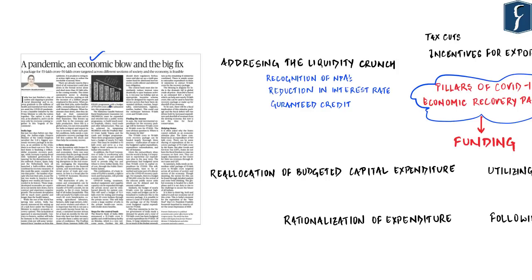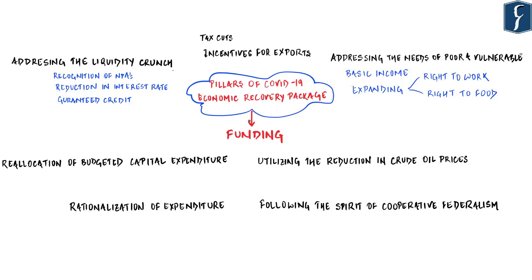Now, this article highlights that unlike other countries, the Indian government has so far not come up with any concrete measures to combat the economic impact of COVID-19. And hence, the author suggests a number of recommendations to deal with this economic pandemic. According to the methods suggested by the author, the economic package should rest on three important pillars, which are addressing the needs of the poor and vulnerable, giving out tax cuts and incentives for exports, and at the same time ensuring enough liquidity in our economy.